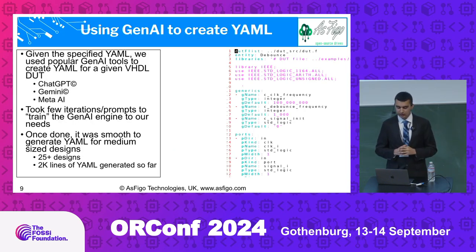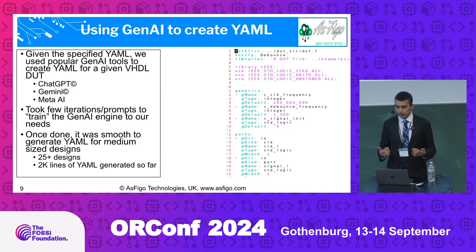Okay. So we also use generative AI, such as ChatGPT and Gemini and Meta AI, mainly ChatGPT. And we can use those to actually generate the YAML files for a given VHDL DUT. So it just takes a few iterations and a few prompts. And you can use those to train the generative AI engine to our needs. So we can fine-tune the generative AI to our needs by giving it prompts to generate the YAML files.